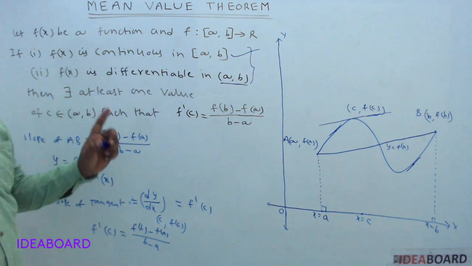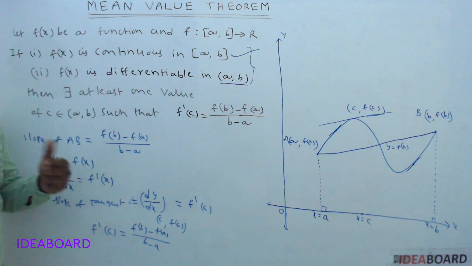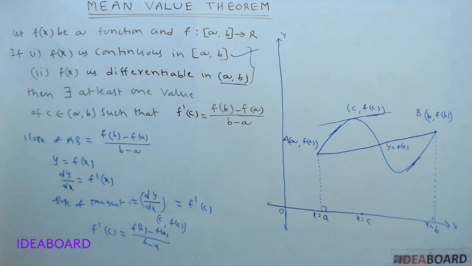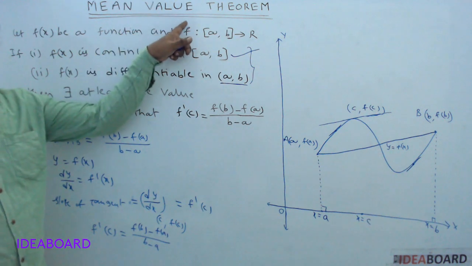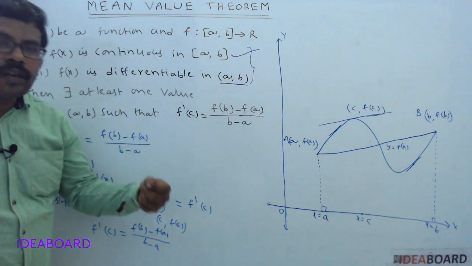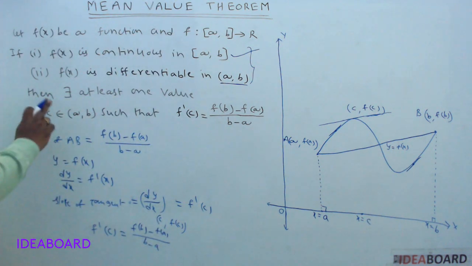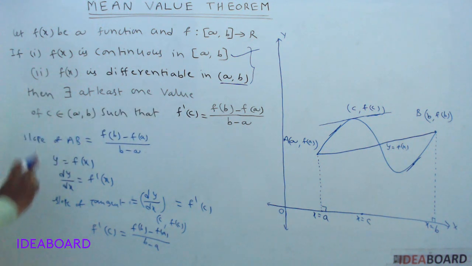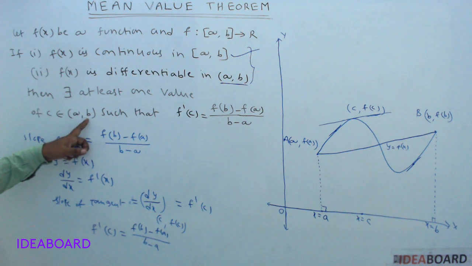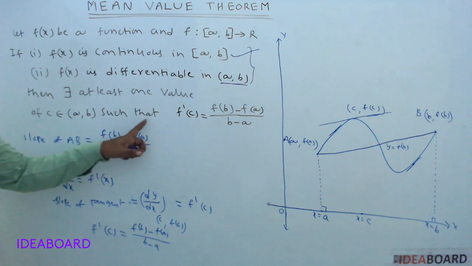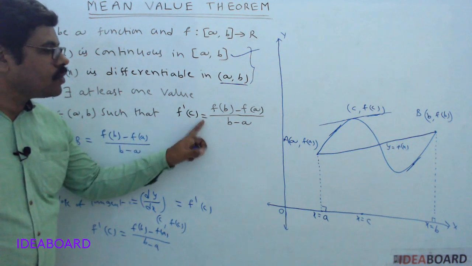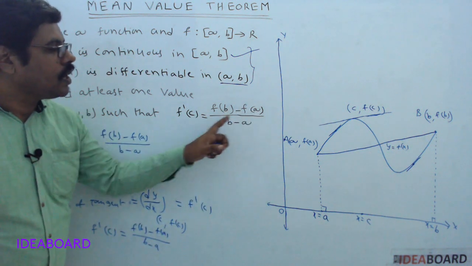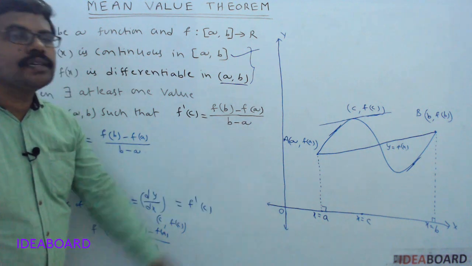Now see the statement once again. If a function satisfies these two conditions, we say that mean value theorem is applicable. If mean value theorem is applicable, then there exists at least one value of c belonging to open interval a comma b such that f dash of c equals f of b minus f of a upon b minus a.